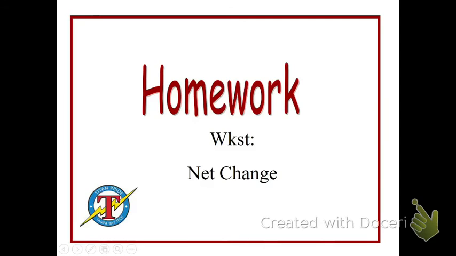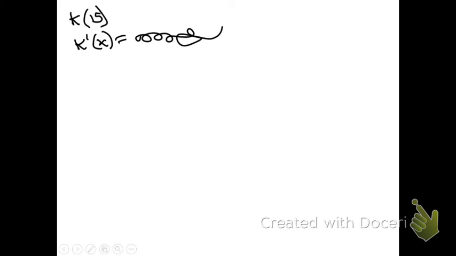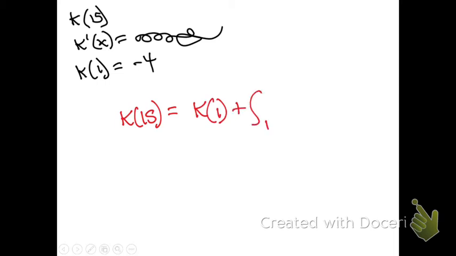You want to try another one? Let's say I ask for k of 15. I give you k prime of x is, I don't care, whatever it is. And I also give you k of 1 is negative 4. Okay, practice the setup. Hit pause. Okay, k of 15 will be k of 1 plus the net change from 1 to 15 of the derivative.